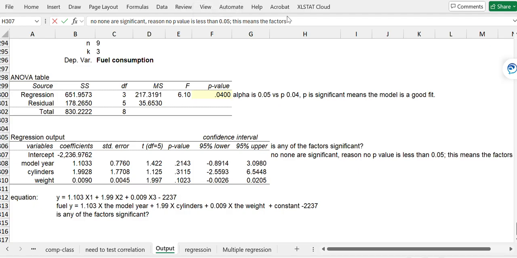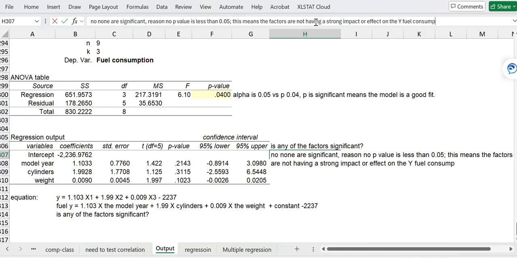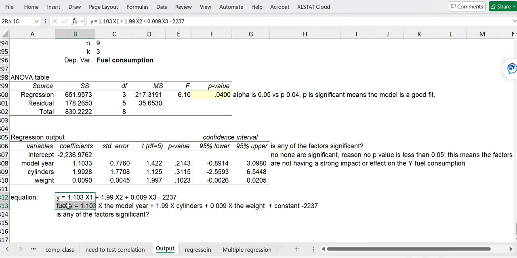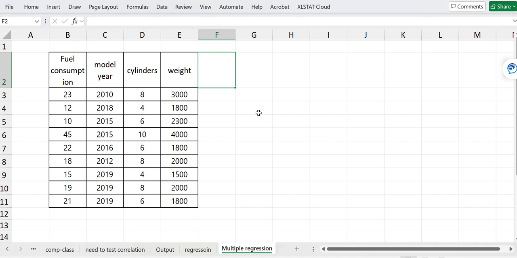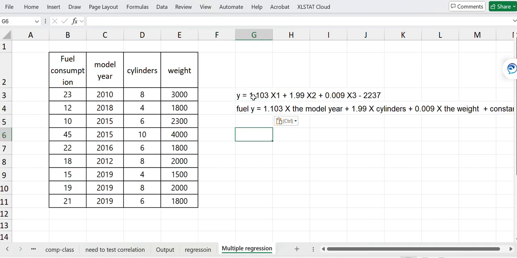The factors are not having a strong impact or effect on the Y, which is fuel consumption. Okay, so that is the meaning. Now what I will do, I will just take it and put it in the same place. We will type a little more different questions, so it works better.